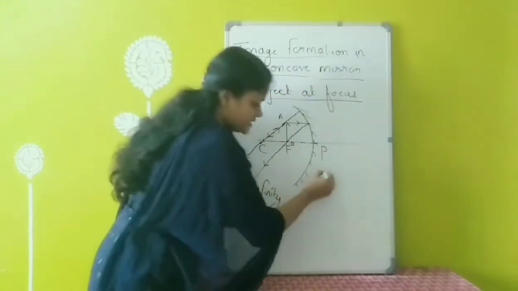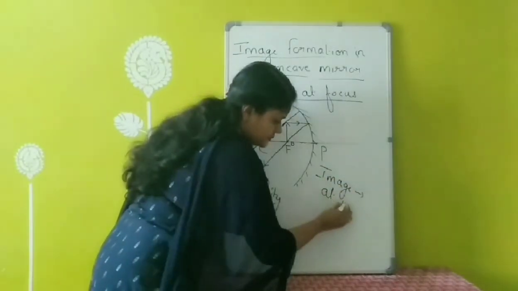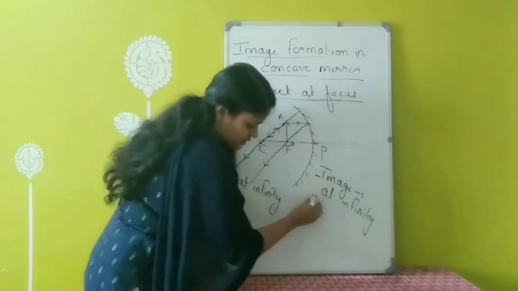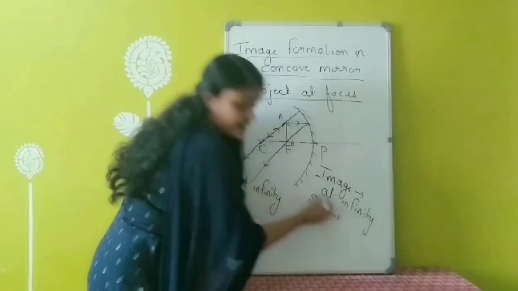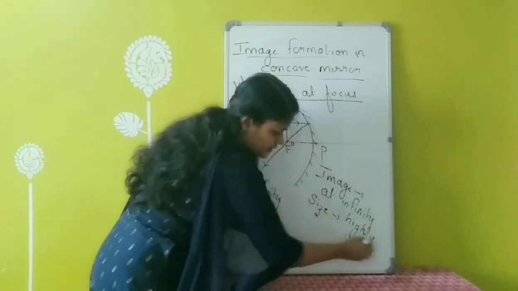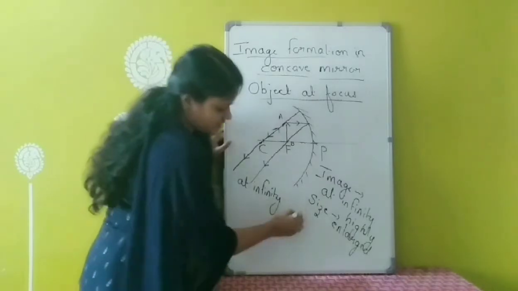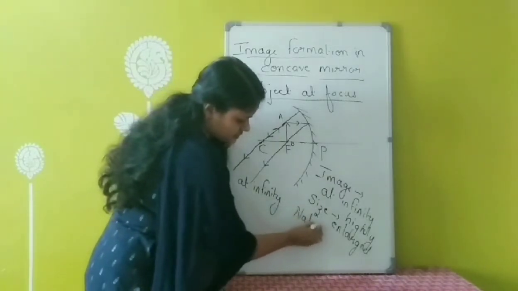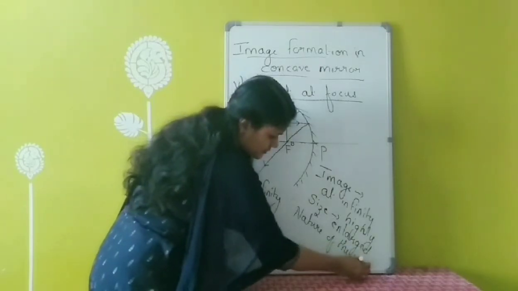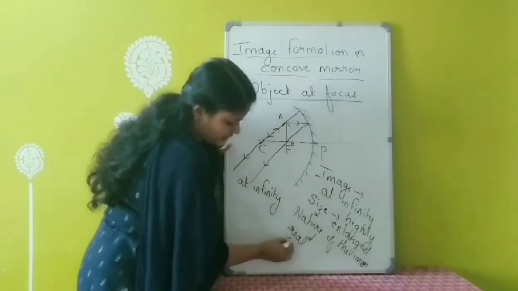So the image we are getting at infinity. Then what about the size of the image? It is assumed to be highly enlarged. And what is the nature of the image? The nature of the image is assumed to be real and inverted.